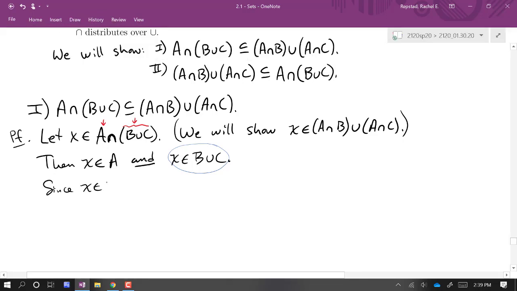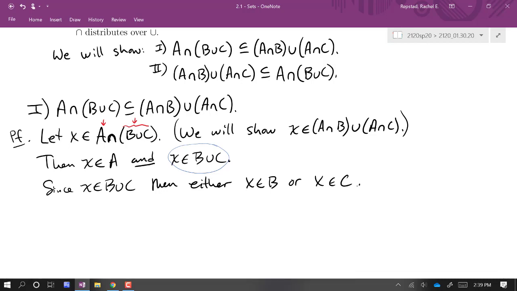Since X is in B union C, what does that mean? It has to be in either B or C. Possibly both, but I know it's got to be in at least one of them. So one of those things is true, right? X is in B or X is in C. Let's just take it case by case.